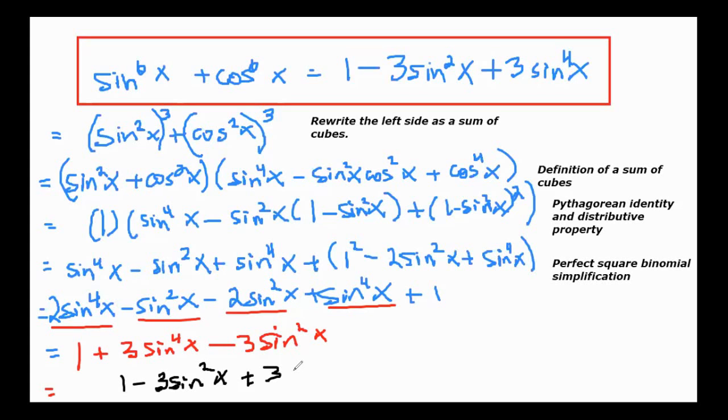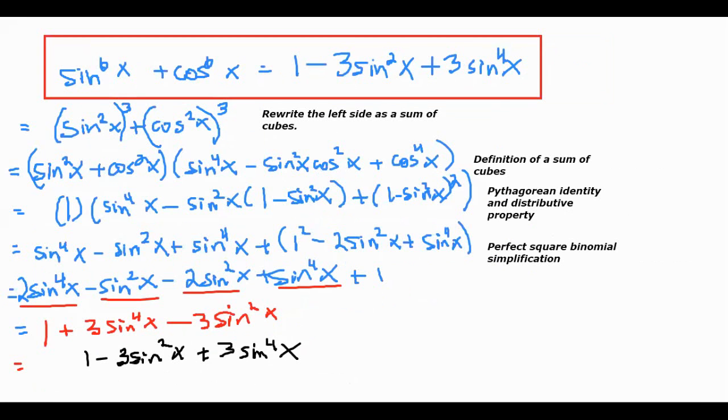So we have 1 minus 3 sine squared x plus 3 sine to the power of 4x. And now we have the solution. The left side equals the right side.